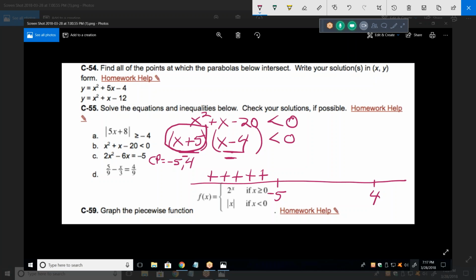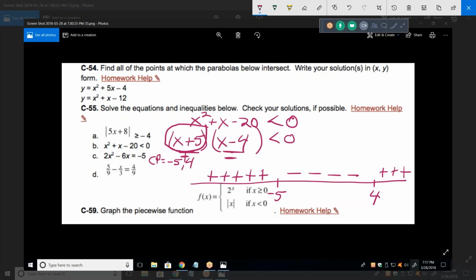Now pick a number between -5 and 4. 0. What's the left when x is 0? 5. Positive. That's all we need. What's the right when x is 0? -4. Positive times negative is negative. And what that tells you is that it's always negative between those two numbers. And if I pick a number to the right of 4, like 5, I get positive, positive.